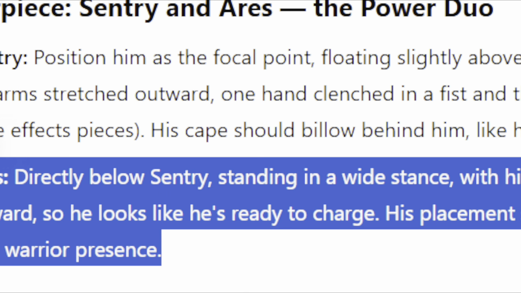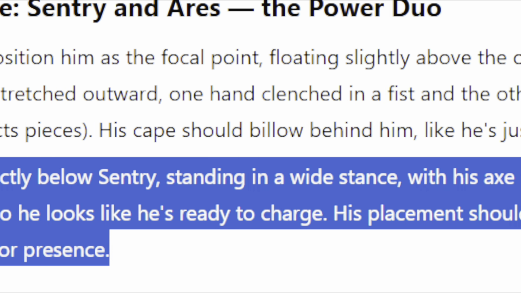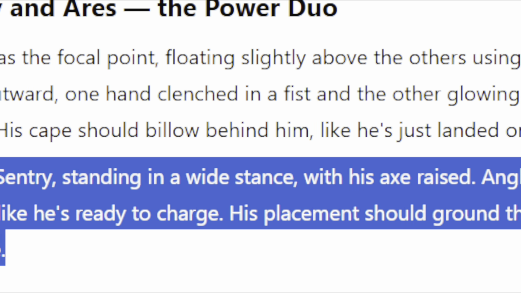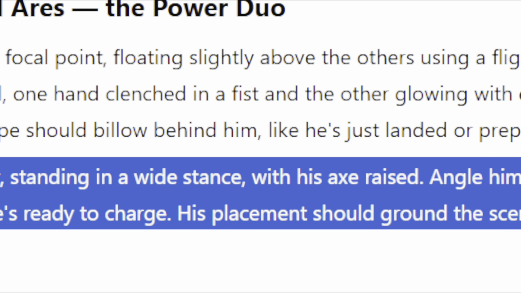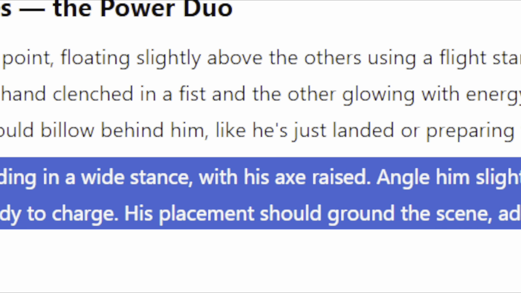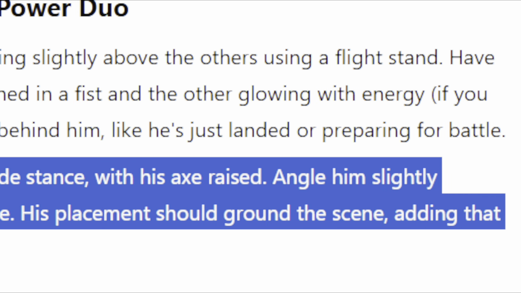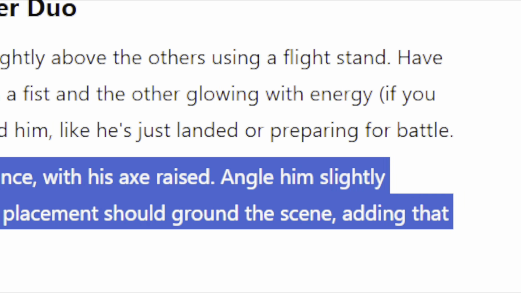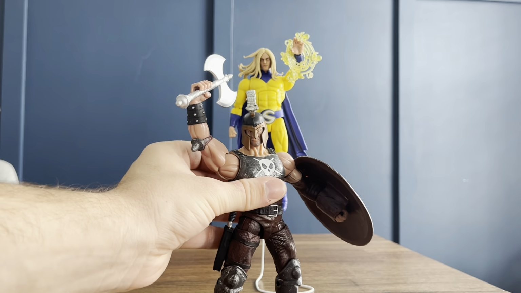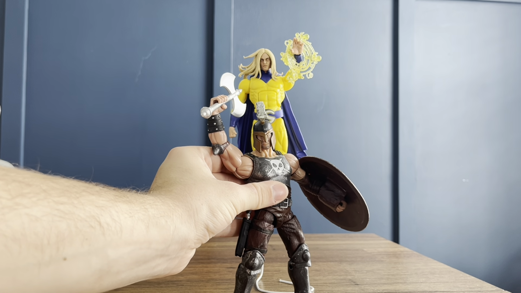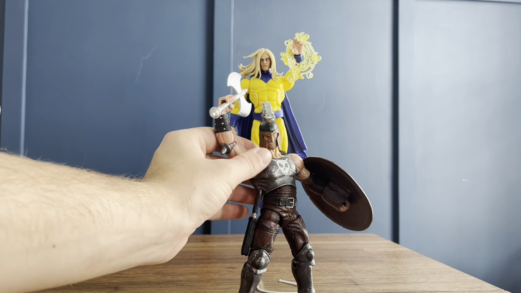So next up we have Ares, and it says directly below Sentry, standing in a wide stance with his axe raised. Angle him slightly forward so he looks like he's ready to charge. His placement should ground the scene, adding that raw warrior presence. Okay, that's a lot. So I got my AliExpress Ares directly below Sentry, as he should be, axe raised.